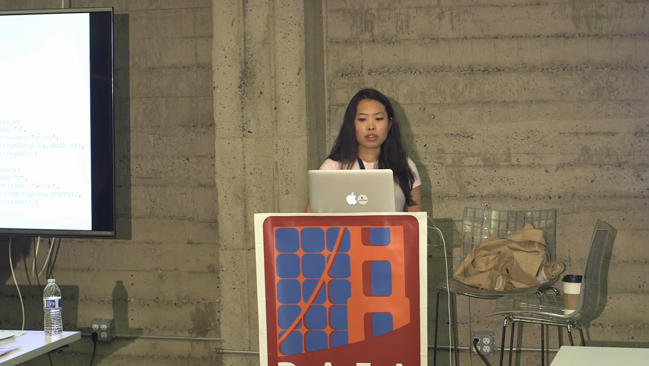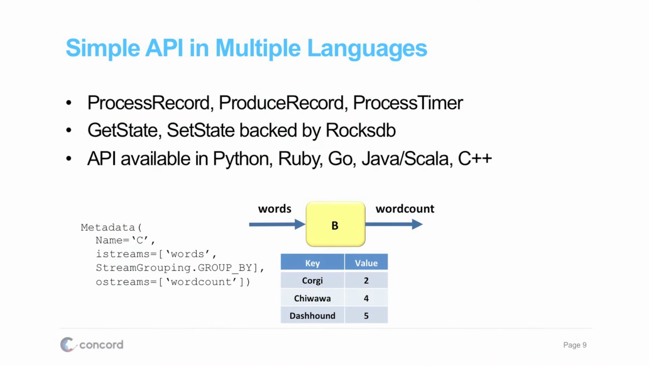This operator, you can write it in multiple languages. Right now, we natively support Python, Ruby, Go, Java, Scala, and C++. Each operator has more or less primitive API functions. Process record gets called every time a message arrives to the operator. You call produce record every time you want to emit data. And you can use process timer to run a timer callback function.